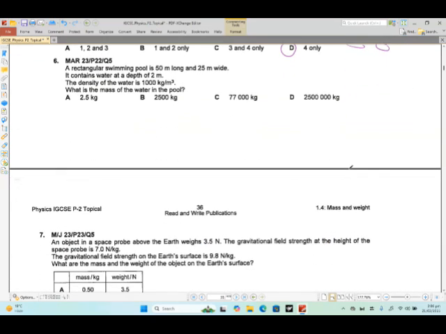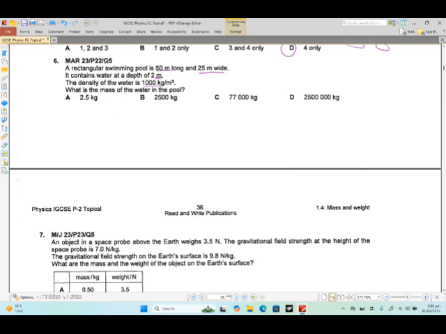Question number 6. A rectangular swimming pool is 50 meters long and 25 meters wide. It contains water at a depth of 2 meters. The density of the water is 1000 kg per meter cube. What is the mass of the water in the pool?